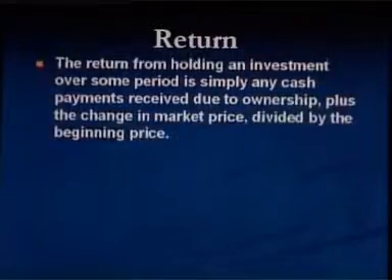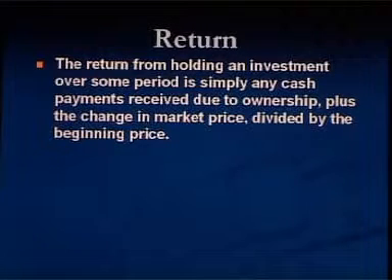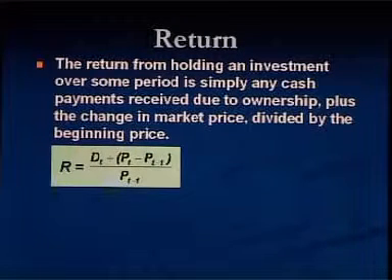Let us see on the screen the rate of return. The return from holding an investment over some period is simply any cash payments received due to ownership plus the change in market price divided by the beginning price. This formula can be used to calculate return, where dt is the cash payments received, and pt is the ending price and pt minus 1 is the beginning price. So, the sum of dt plus pt minus 1 can be divided by the beginning price pt minus 1 to calculate return.